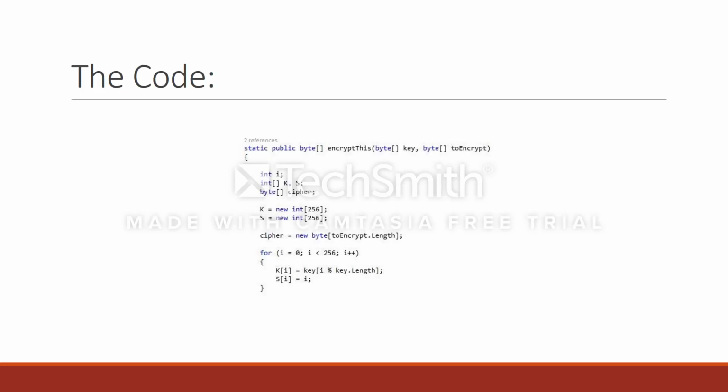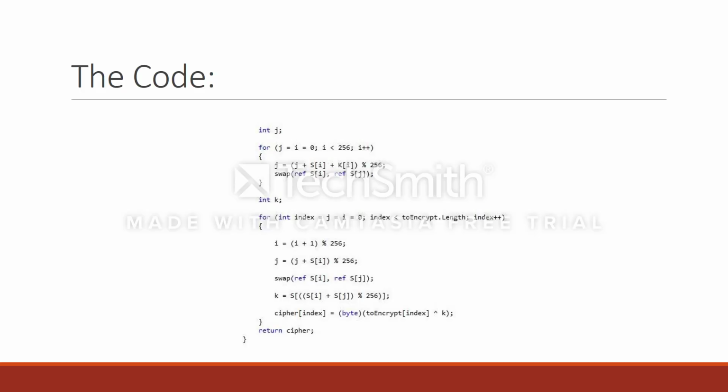You will notice that we pass in the byte array's key into encrypt and fill K and S with I mod key length and integers. Here we see the key at location I plus swap at location I plus the incrementer J all mod 256. This determines which integers in S get swapped.